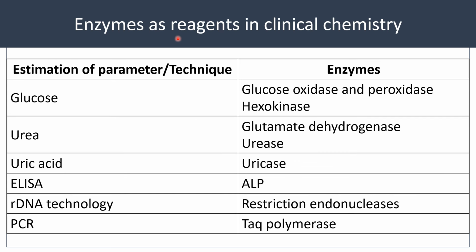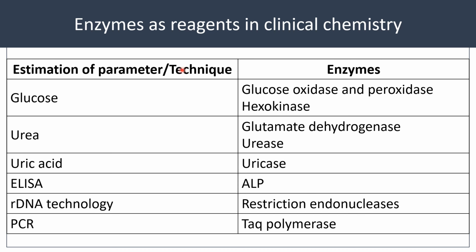Next, coming to enzymes as reagents in clinical chemistry. For estimation of glucose, we'll use glucose oxidase, peroxidase, and hexokinase. For estimation of urea, we will use glutamate dehydrogenase and urease. For uric acid estimation, we will use uricase. In ELISA, we will use alkaline phosphatase. In recombinant DNA technology, we'll use restriction endonuclease. And in PCR, we'll use Taq polymerase. So these are the enzymes which are used in some estimation techniques.